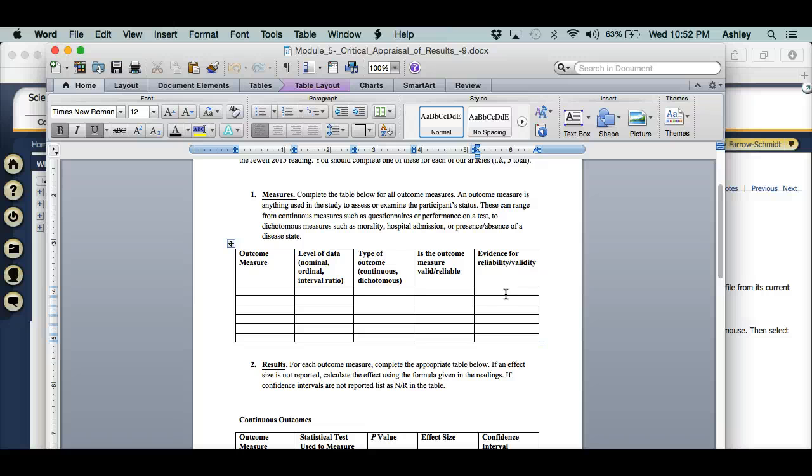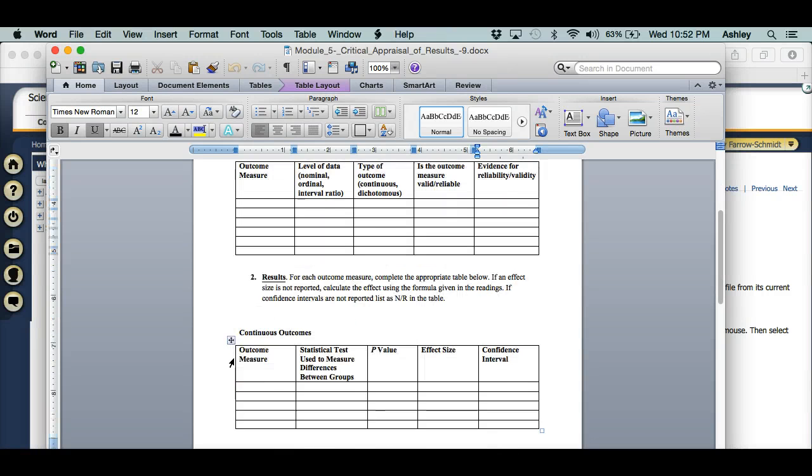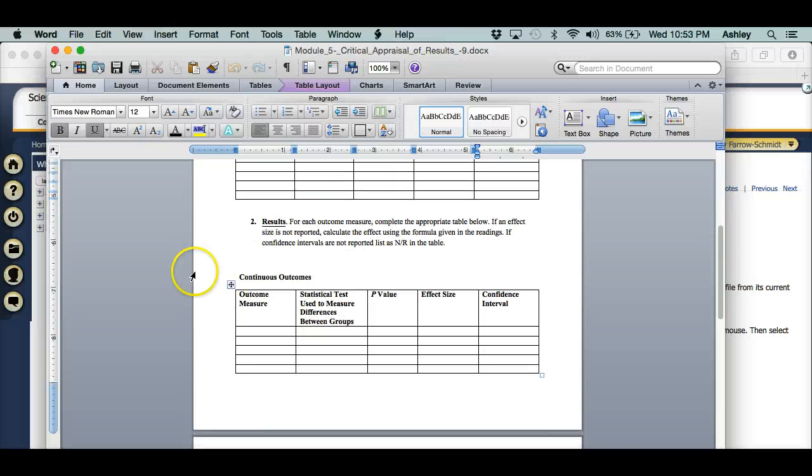Generally, articles, when they're talking about the different measures that are being looked at, should tell you how they determine whether the measure that they're using is valid and reliable. Now, you're going to go down and we're going to go a little further. So now we're going to dive into the actual results.